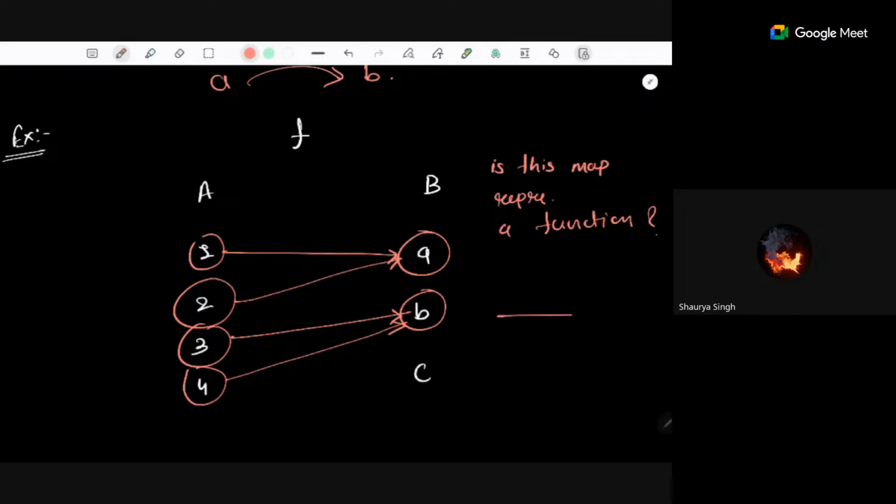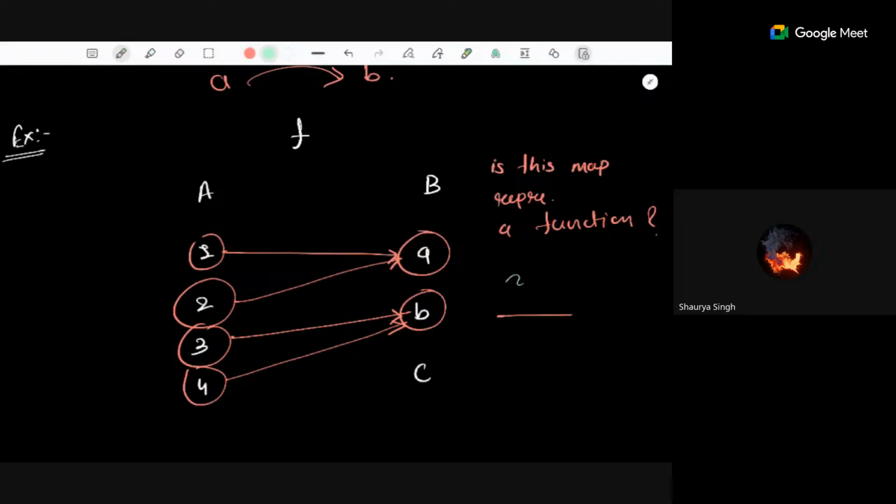So what will be your answer? Just write down yes or no in the chat box. So suppose a map is given to you like this, that 1 is going to a, 2 is going to a, 3 is going to b, 4 is going to b. I have only 2 answers, so just write it down, yes or no, whatever you feel. Okay. So the answer is yes, this is a function.